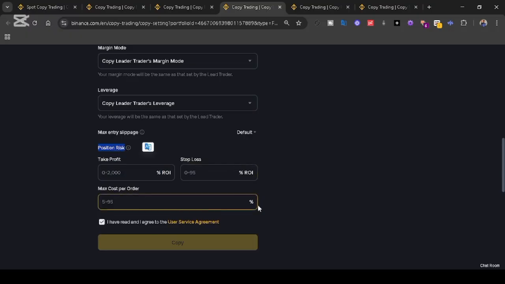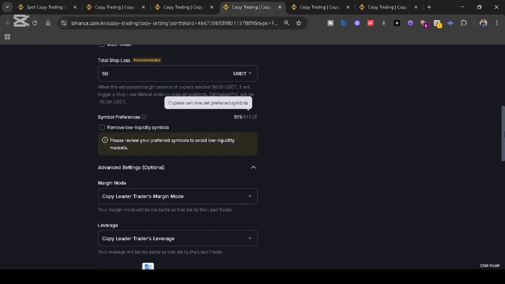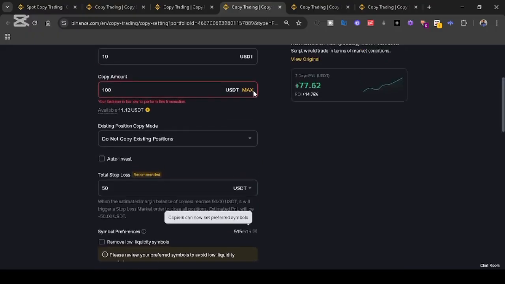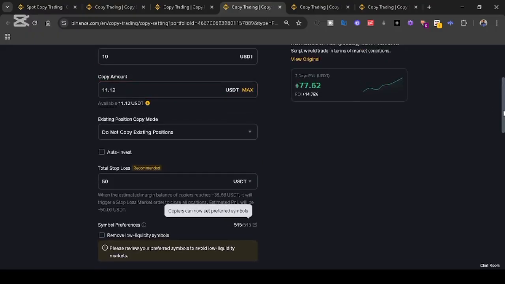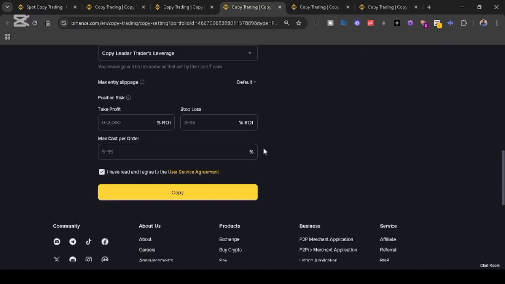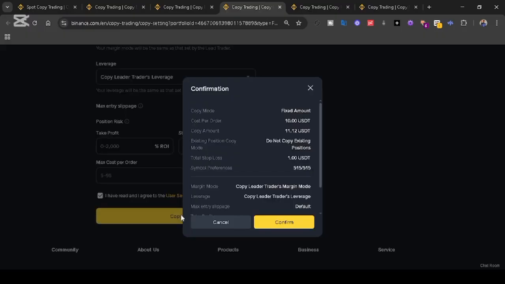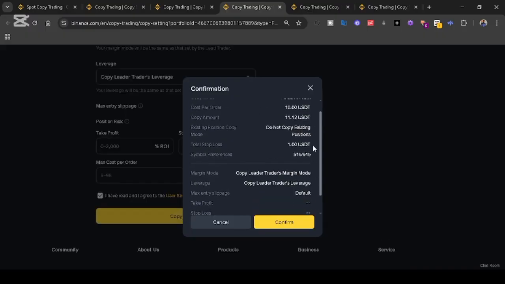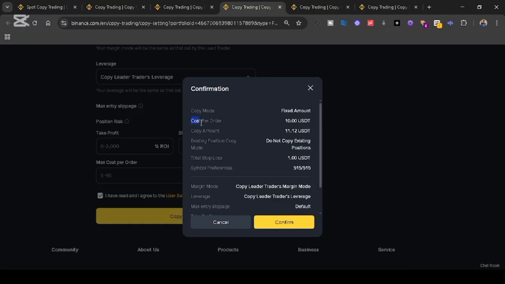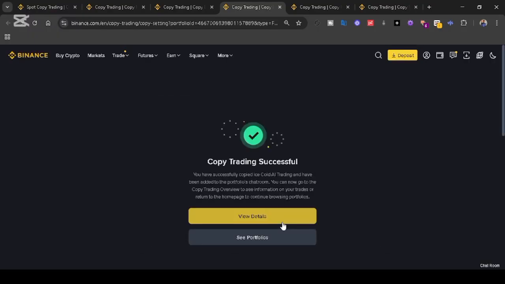So after everything, and we have confirmed that we are done with our setups, what we're going to be doing right now is clicking on this copy. I'll be prompted to answer this question to make sure that I am aware of what I want to do. You can see all these setups are things we made, and if I'm okay with it, I'll simply click on confirm. So you can see here copy trade successful.